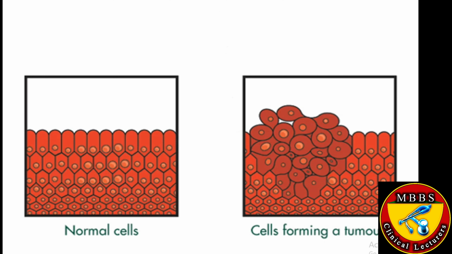So this is a normal cell, stratified squamous epithelium. And when you see a tumor arising from a stratified squamous epithelium, it is forming a mass of tissue overlying it. It is arising from the epithelium, but the cells are not resembling the normal counterpart, that is, they are dedifferentiated.